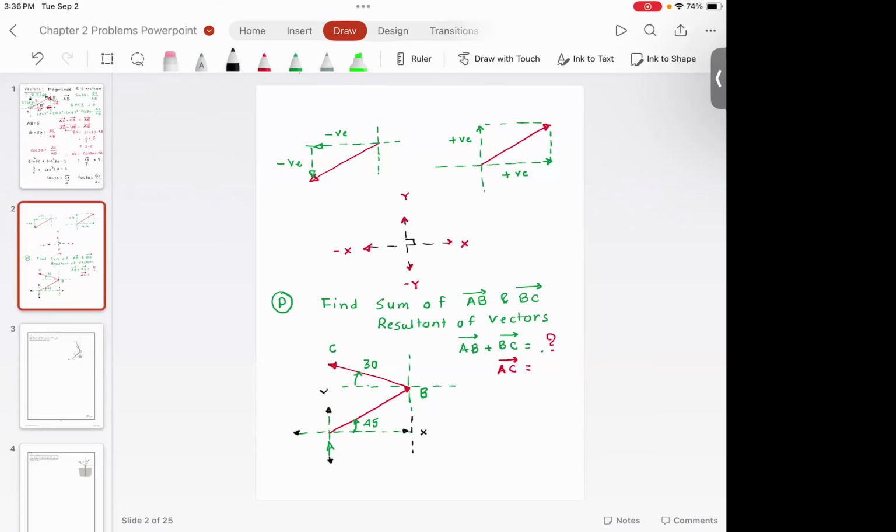Let me give you the vector values, say 5, and I'm going to give you 6. So magnitude of AB is 5. Magnitude of BC is equal to 6. Can someone tell me what is this distance? What is this?